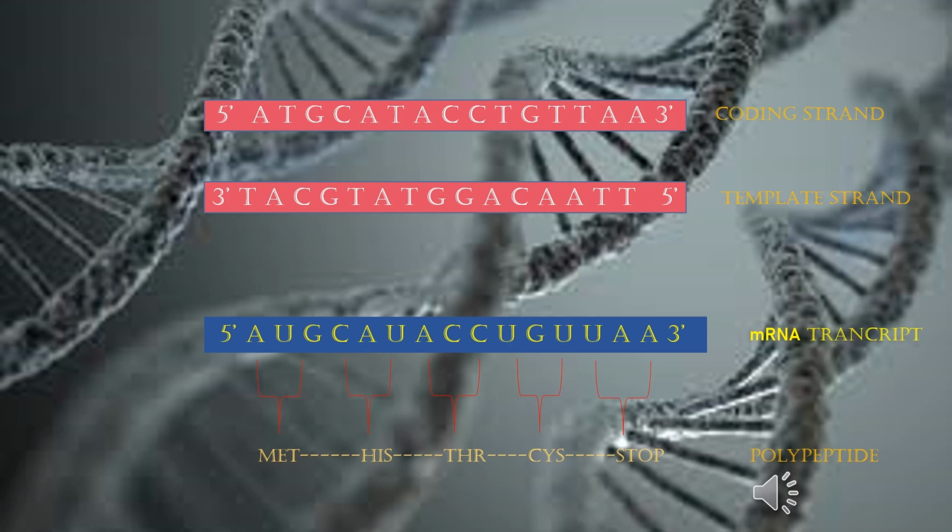This mRNA is further processed into protein with the help of the process called translation. During translation, each codon in the mRNA codes for a particular amino acid. These amino acids are combined together to form a polypeptide, and it forms the protein.